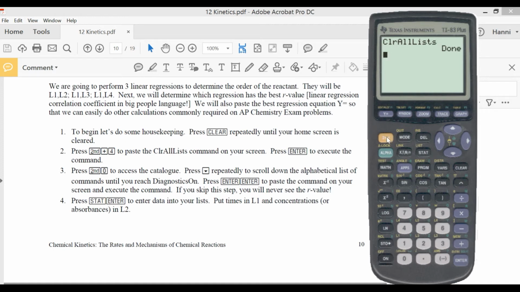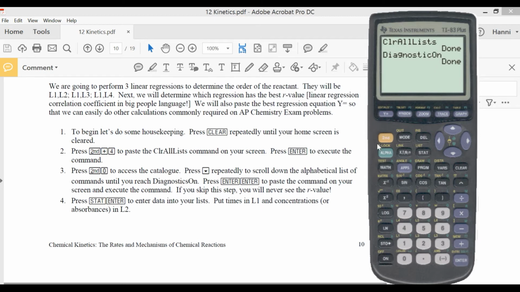Pretty easy. Press second 0 and scroll all the way down until you reach diagnostic on. I talked about what that means in a previous video. So it will give you your R values. So go ahead and press diagnostic on and then press enter again. It should say done.